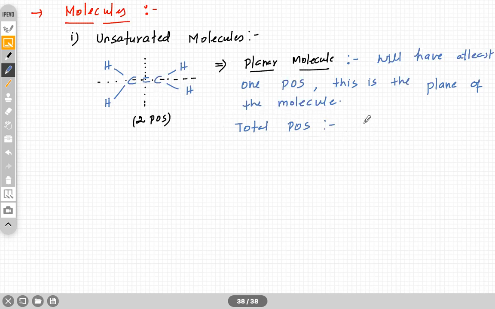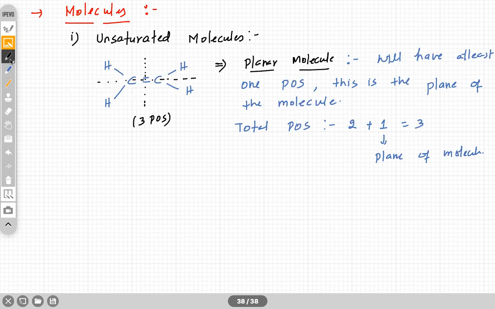So 2 we have already, right? Here we have 2 plus one more, that is total 3, and this one is the plane of the molecule. Plane of molecule. Obviously we cannot show this. So here 2 POS I have shown here, that's why I have written it 2, but total it should be 3, and I will show you the third plane of symmetry also.